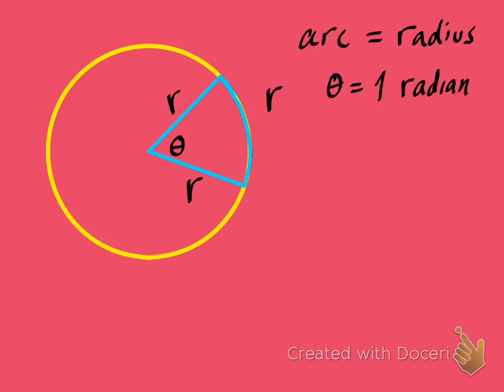It's set up there as a radius angle. It's what you get when you take the radius of the circle and wrap it around the edge, and then connect both endpoints of that arc length with a radius. The angle formed by those 2 radii is 1 radian. That's what a radius angle looks like.